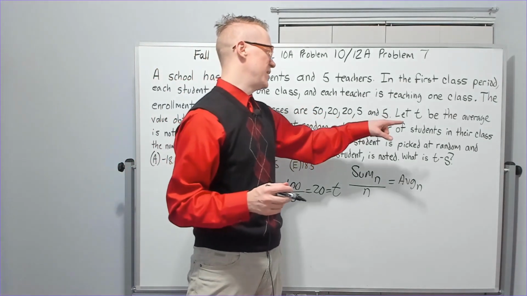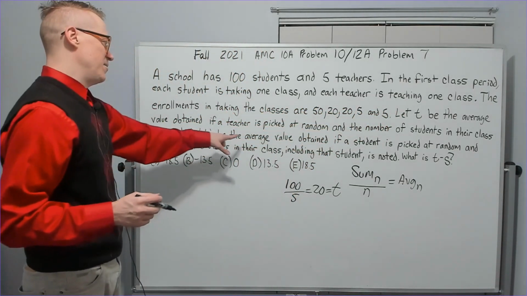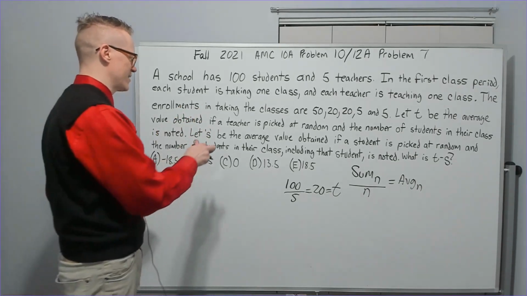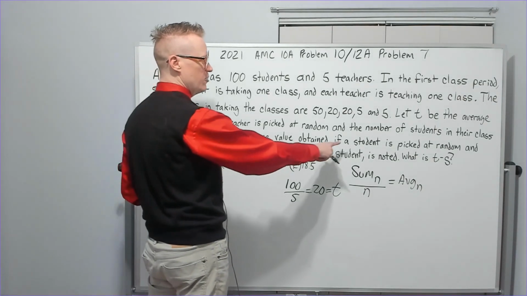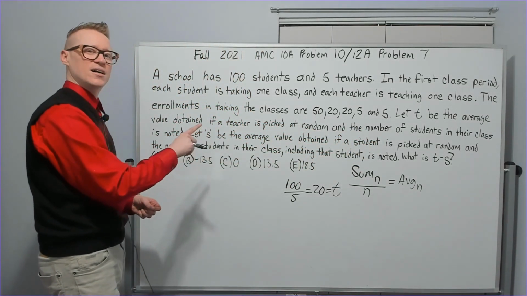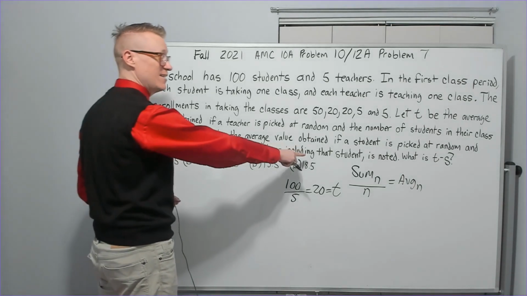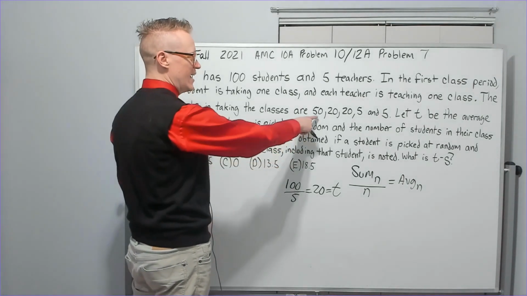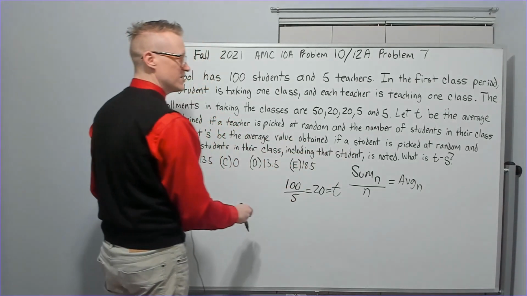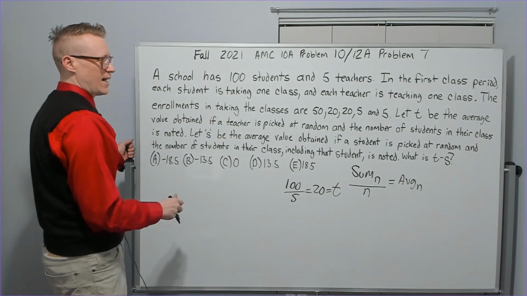The next one's a little trickier, but not too bad. Next up, let S, and I put these little marks because I can't write in italics, be the average value obtained if a student is picked at random and the number of students in their class, including that student. In other words, if you're in this class, you don't put 49, okay? Including that student is noted. What is T minus S?